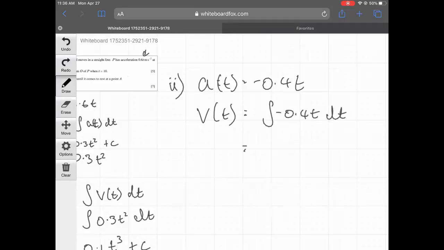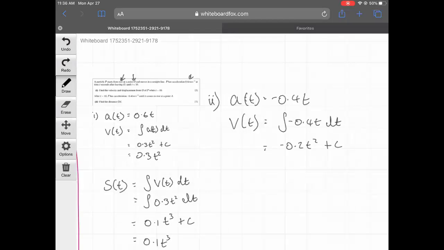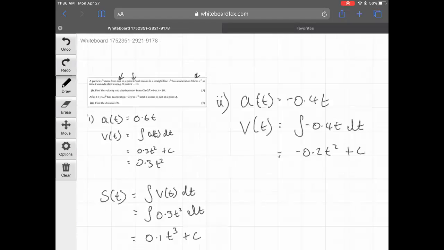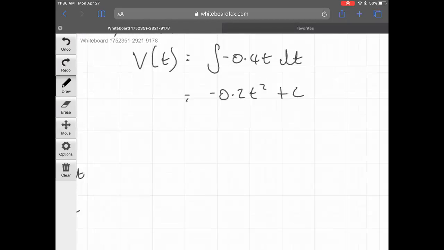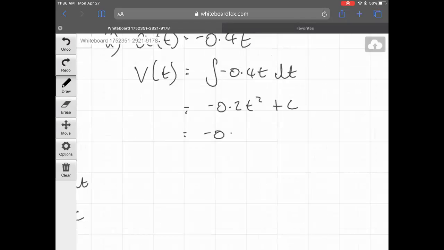So integrating gives minus 0.2t squared plus c. So what's the plus c here? The plus c is going to be, what was its velocity initially with this new acceleration? Well, that will be its final velocity from before, which was 30. So actually this is going to be minus 0.2t squared plus 30. Okay.